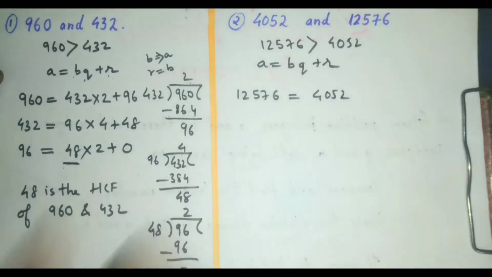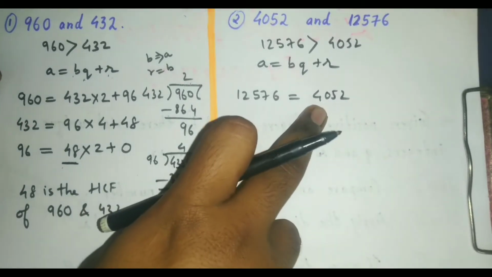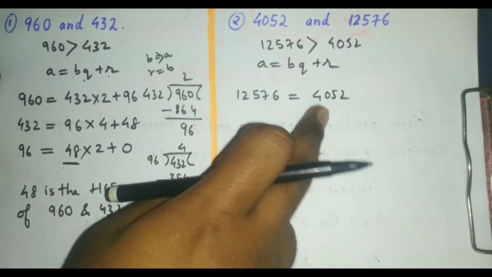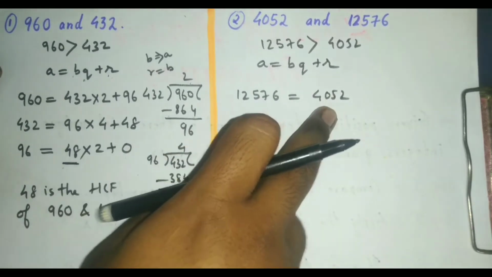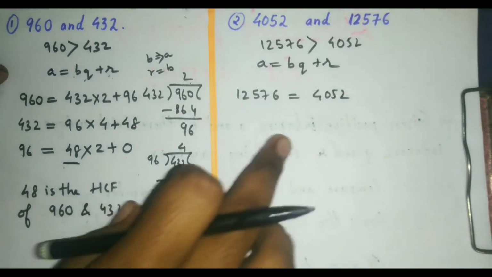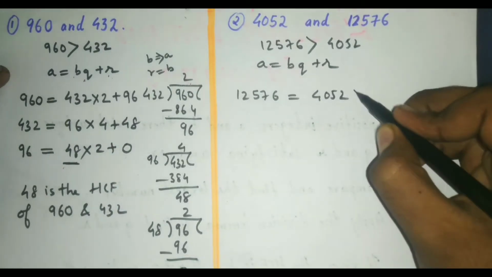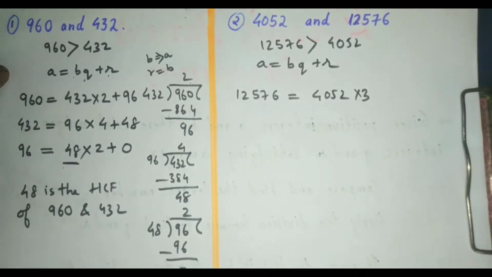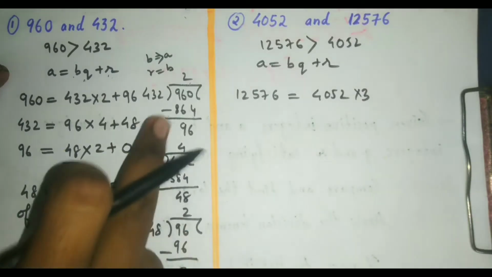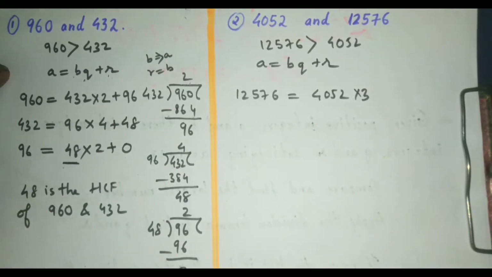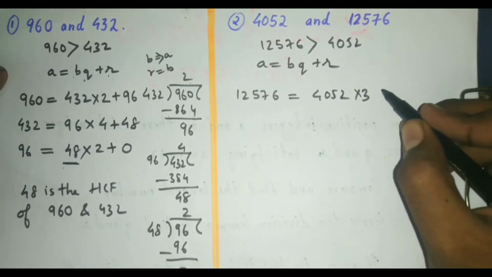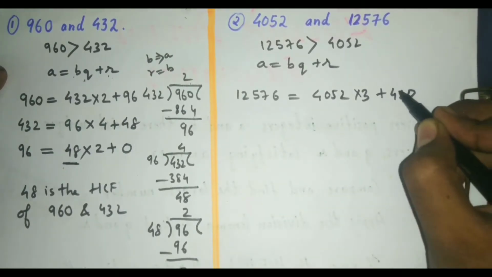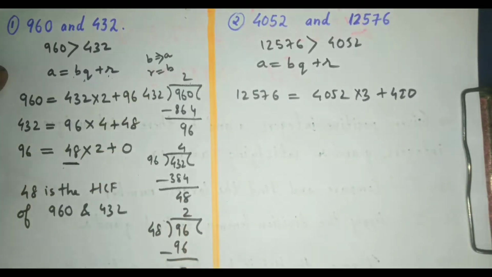Now you have to divide these two numbers. It's around what? 4000, right? We can round it off to 4000. This is around 12,500. So 4000 into 3 we can do. So basically you multiply with 3. Then when you multiply, you have to proceed with the same division method. I am doing it directly. So 4052 into 3 we can do, and the remainder becomes what? 420. Fine.